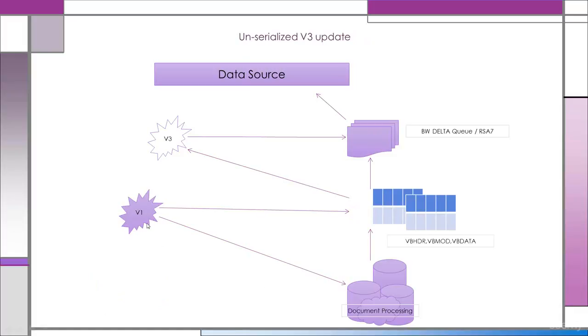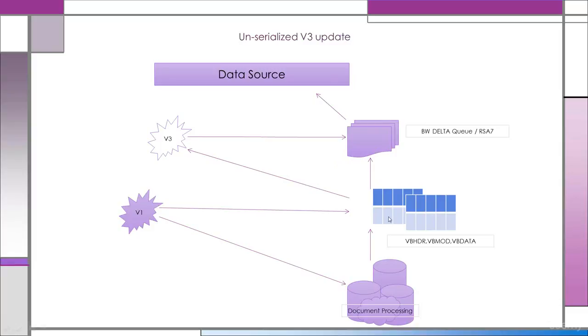You see, totally different scenarios here. Unserialized means that whenever a document is posted, the document will be loaded in the application table as well as in the target table, and from the target table it goes to the delta queue.